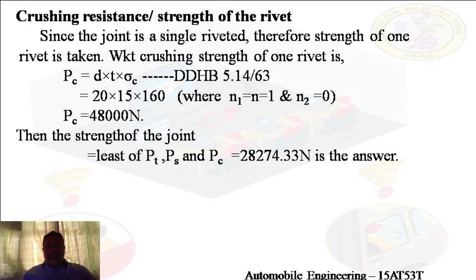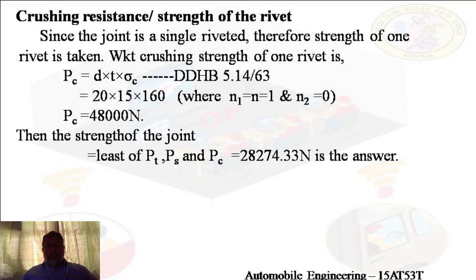Therefore we have to consider N2 at that time. N2 is equal to 0 here, and N1 is 1. That is there in the equation. 20 is the diameter of the riveted hole, 15 is the thickness, which is multiplied by 160, that is the crushing or compression stress. The total answer of PC is 48,000 newtons.